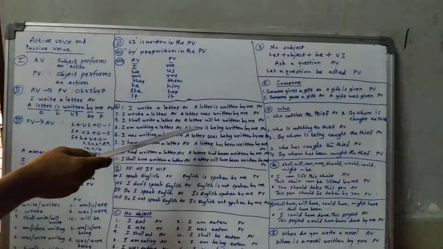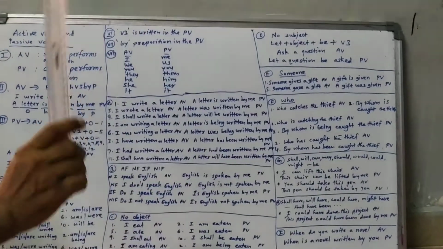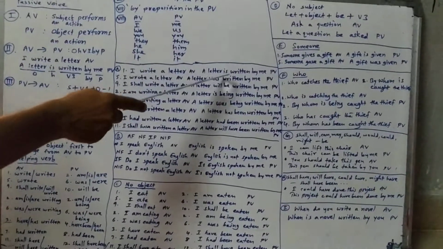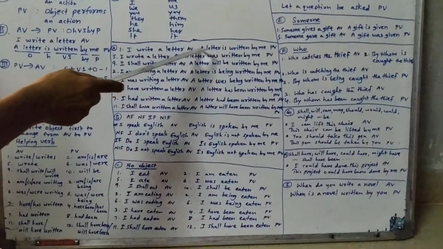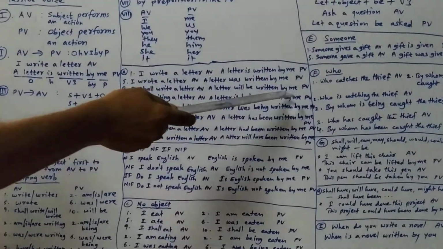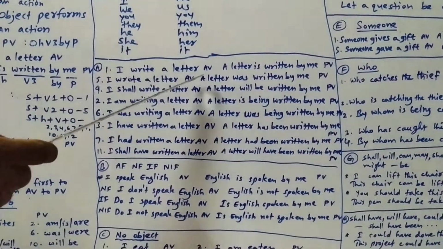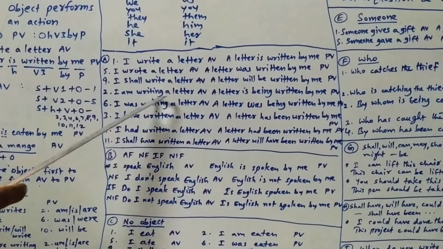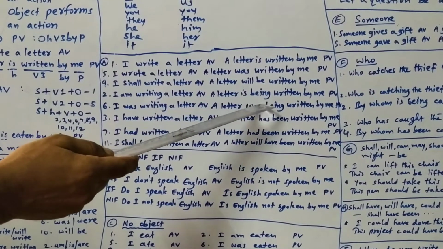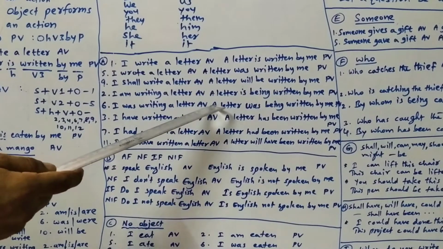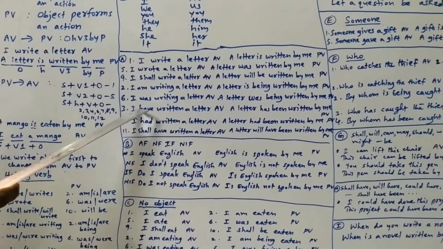Here we find that the helping verb is changed. Everything else is as usual. Just here is, here was, here we find will be. A letter is written by me, a letter was written by me, a letter will be written by me. Okay, simple present tense, simple past tense, simple future tense are over. Next, present continuous. I am writing a letter. A letter is being written by me. The word being is additionally used here. I was writing a letter. A letter was being written by me. Being is additionally used.